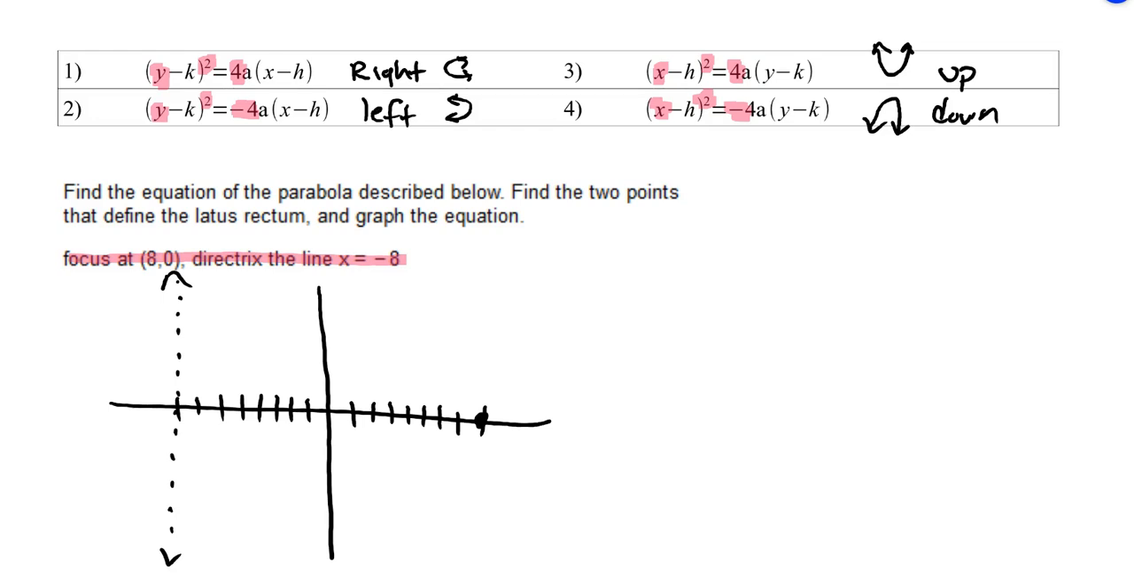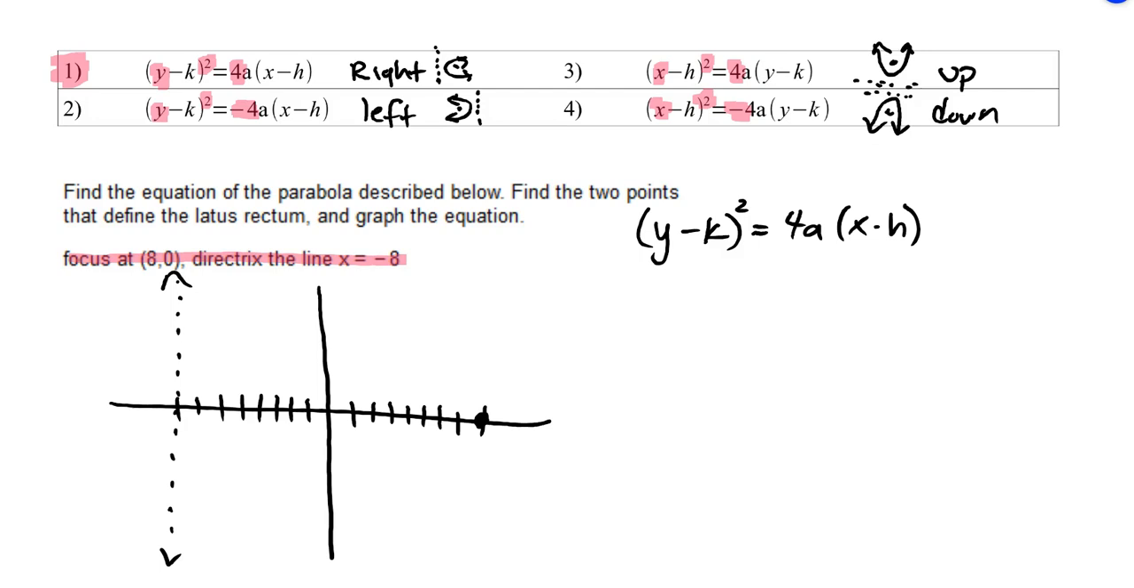Now with the focus and the directrix, the focus is going to be on the inside of the parabola, and the directrix is away from the parabola. It's a line, sometimes it's horizontal, sometimes it's vertical. So because the focus is going to be on the inside, I can tell that this is going to be a right-facing parabola. So that tells me the template to use for this equation. It's (y minus k) squared equals 4a times (x minus h).